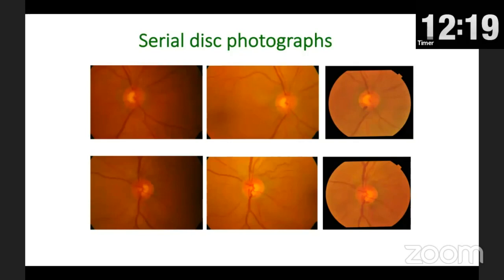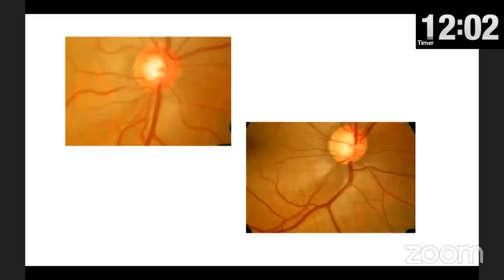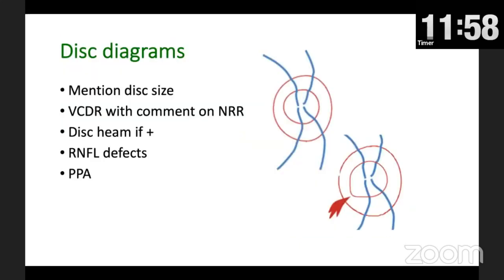Just to show you serial disc photographs of a patient where you can see recurrent disc hemorrhages coming and going away. And also if you look at the lower set of left eye pictures, you will see that there is an inferior notch gradually forming along with the RNFL defect over time in the area where the hemorrhage was taking place. Again, you can see a cupping which is increasing with the inferior rim enlarging.